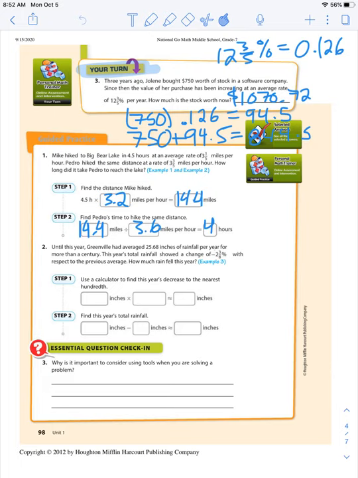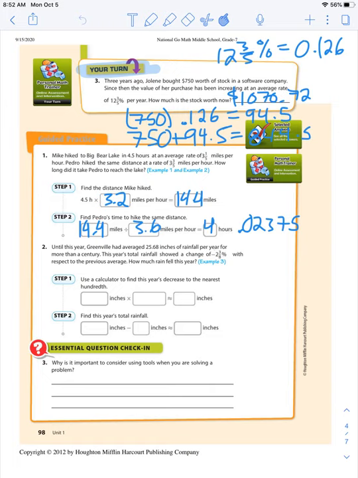Okay, next problem. Until this year, Greenville had averaged 25.68 inches of rainfall per year for more than a century. This year's total rainfall showed a change of -2 3/8% with respect to the previous average. How much rain fell this year? Well, first we're going to convert that percent to a decimal. So I know 2 3/8 is 2.375. And if the decimal is after the 2, I move it 2 spaces to the left to find my actual decimal. So 0.02375 is the change with respect to last year's average.